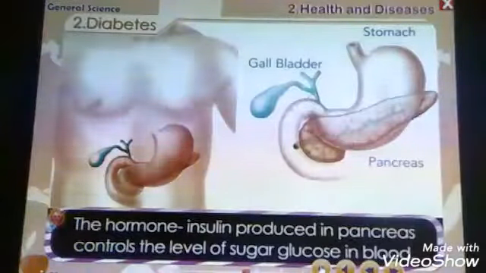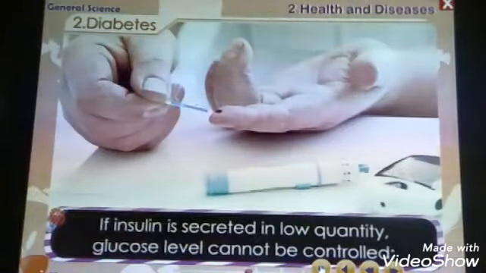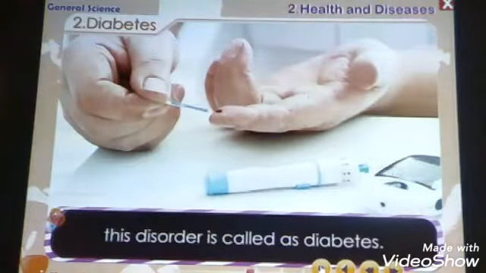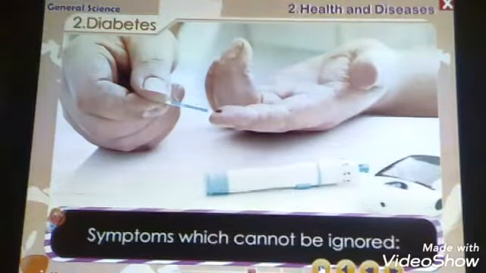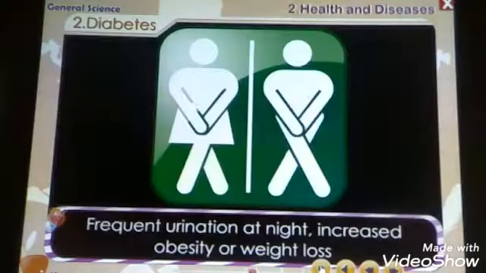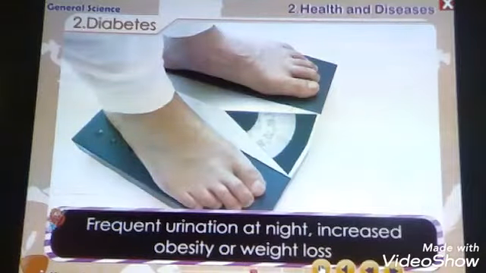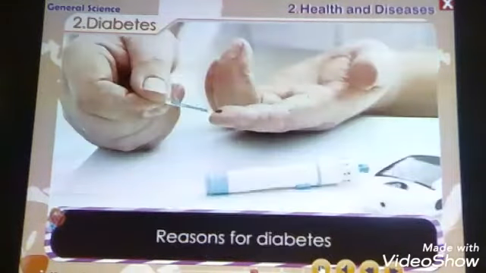Diabetes. The hormone insulin produced in the pancreas controls the level of sugar, glucose, in the blood. If insulin is secreted in low quantity, the glucose level cannot be controlled. This disorder is called diabetes. Symptoms which cannot be ignored: frequent urination at night, increased obesity or weight loss.